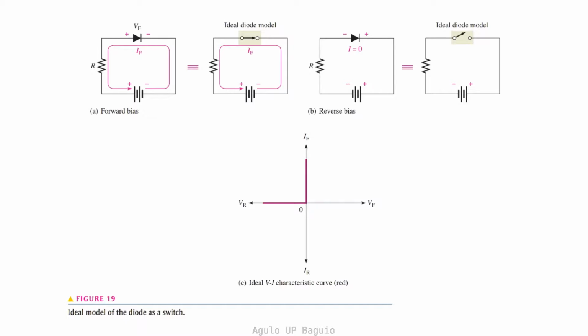Let's review the current voltage characteristics of the diode, beginning with the ideal diode. In this circuit, we have a resistor in series with a diode. When the input voltage is forward biased, the diode allows current to pass through. The diode simply acts as a closed switch. In the reverse bias mode, when the input voltage is reversed, the diode does not allow any current to pass through. The diode in this case acts as an open switch.